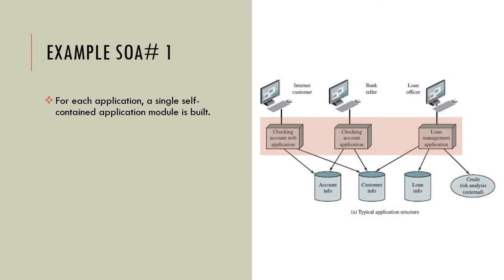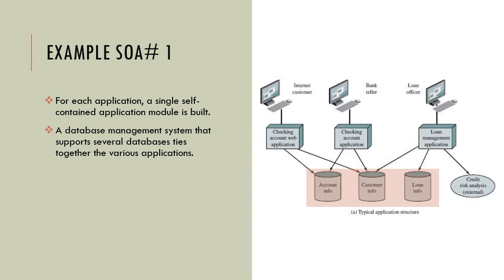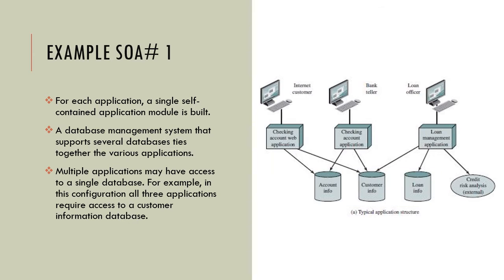Now, for each application, a single self-contained application module is built. A database management system that supports several databases ties together the various applications. Multiple applications may have access to a single database. For example, in this configuration, all three applications require access to a customer information database.